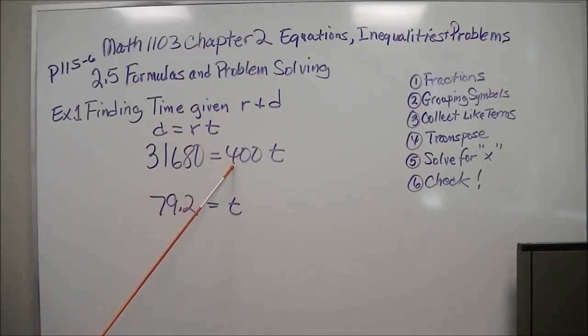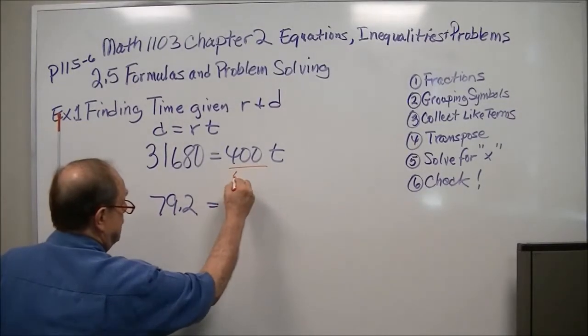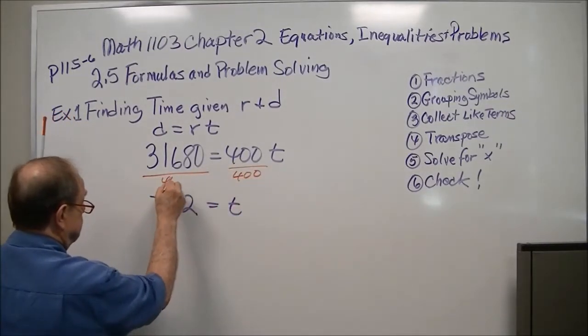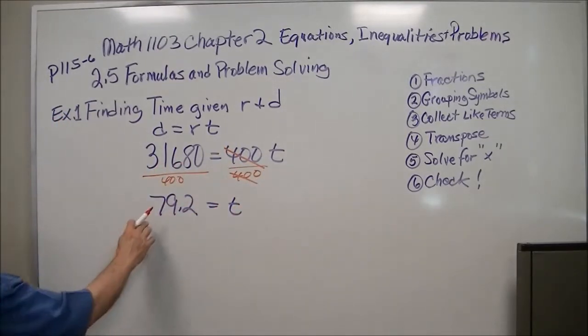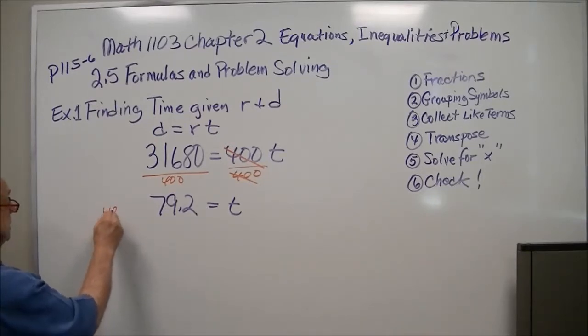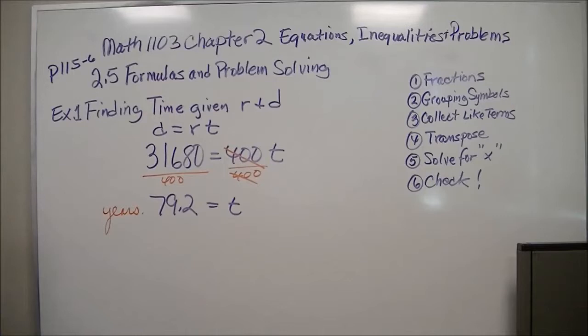Since we know the rate is 400, we don't know the time. So what we do here is we divide both sides by 400. This cancels out and I end up with t, and when I do my division, I end up with this many years. So almost 80 years for that. Now, as you may know, to tie this into science, some of these glaciers are melting faster than they're forming, so they're receding, and some of them aren't reaching the sea. But that's for another course.